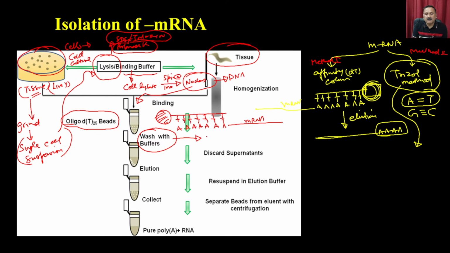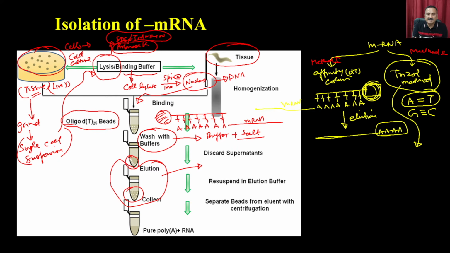That washing can be done with a buffer with salt. You can add some salt so that you reduce the non-specific interactions, and then you are going to do the elution. Once you have the pure sample, you do the elution. So elution can be done at this step.